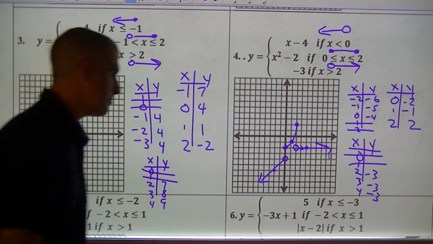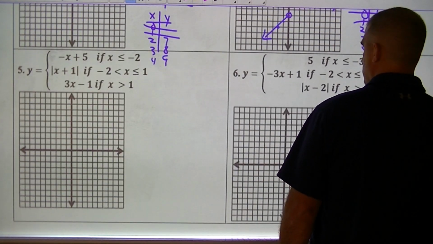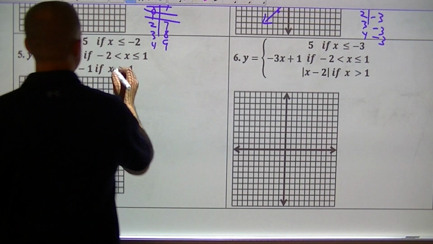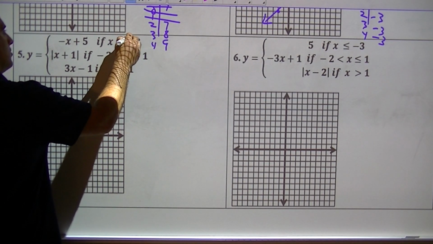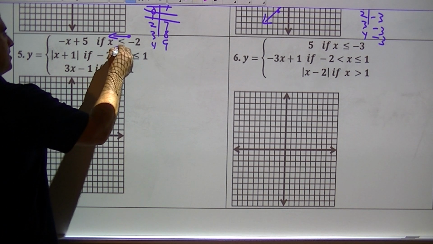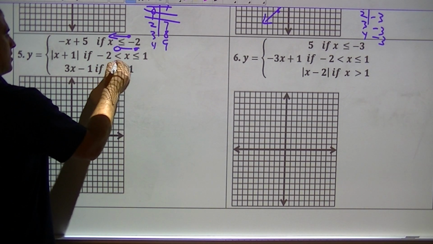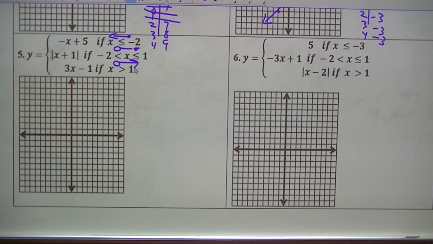Okay? All right, last two problems. Okay, this will be closed going that way. This will be open, ending with a closed. This will be open going that way. Okay?